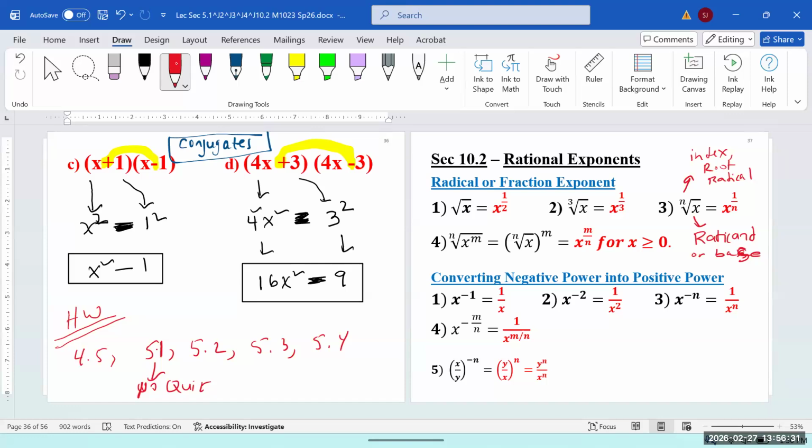And then you distribute the power. So you get x to the negative n turned into positive n, and y to the negative n turned into y to the positive n on the numerator.